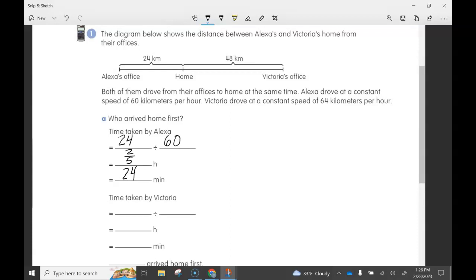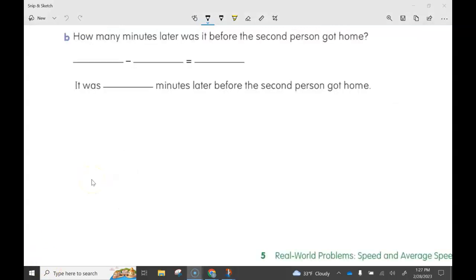Now let's take a look at Victoria. We take the distance, 48 kilometers, and we divide that by the speed, which is 64 kilometers per hour. And that's going to give us 3/4 of an hour, or you may get 0.75. And that's going to give us 45 minutes. That's how long it took Victoria. So we can see Alexa only took 24 minutes. So Alexa, I want you to write that in, arrived home first. It took her 24 minutes compared to Victoria's 45 minutes.